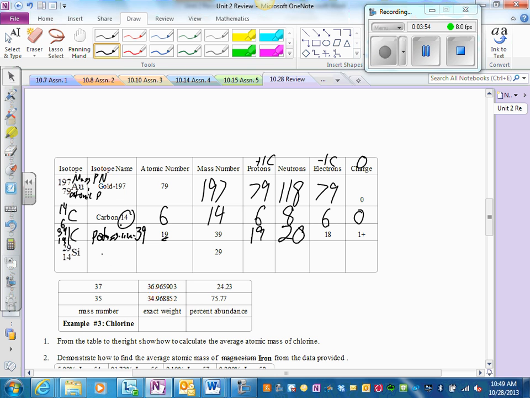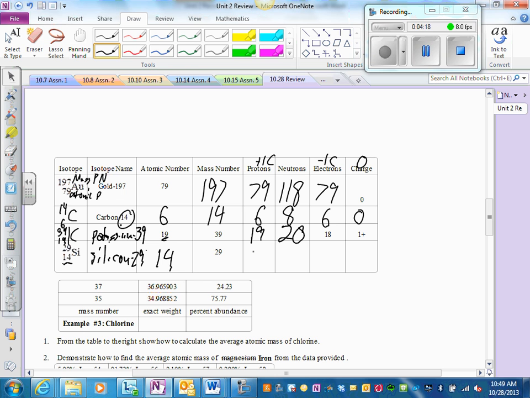The last isotope that we're given here is silicon-29. So we have silicon, 29 mass number, 14 is the atomic number. So let's write that out here. Silicon, and that would be 29. Given the atomic number, we can just put that same thing in here. 14 is the atomic number. 29 we're given as the mass number.